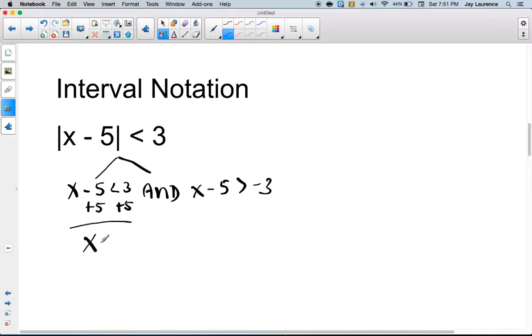And I'm going to get x is less than 8, and add 5 to both sides. X is going to be greater than 2.